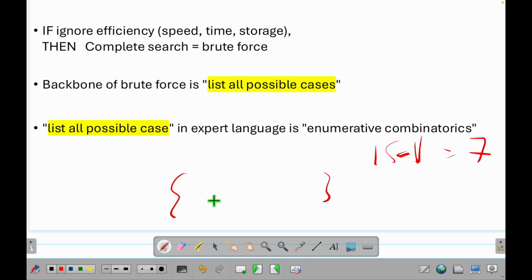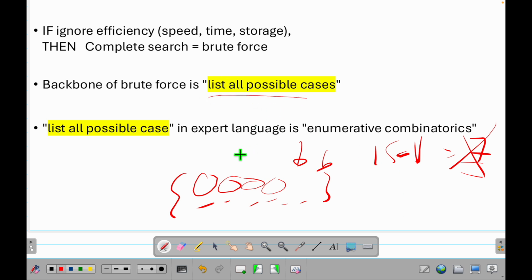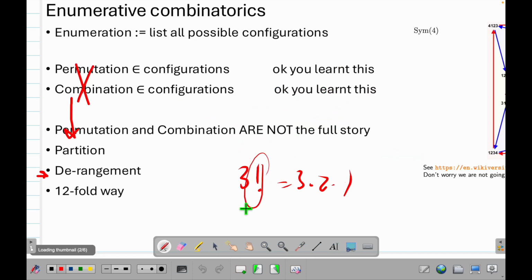If this is 7 things, that means you have 7 items here. If you know some of them, this number tells you what the remaining ones are. But if you don't even know this, then you cannot even do the yellow thing. So this means you need to know how to count stuff. That's why you learn combinatorics.